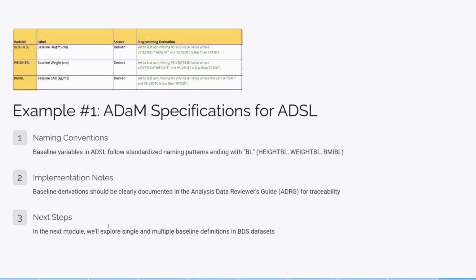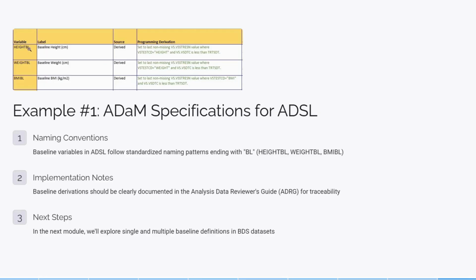So, example, ADaM specification for ADSL naming convention. Baseline variables in ADSL follow standardized naming patterns ending with BL. So height baseline, weight baseline, BMI baseline. So these are the naming conventions. Implementation notes: baseline derivation should be clearly documented in the Analysis Data Reviewer's Guide for traceability. In the next module, we will explore the single and multiple baseline definitions in the BDS datasets.